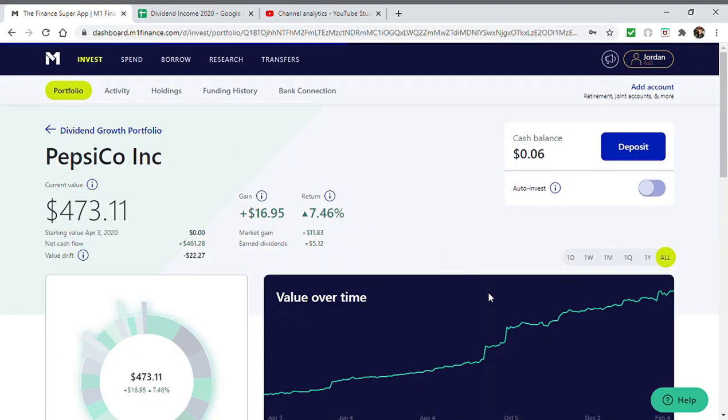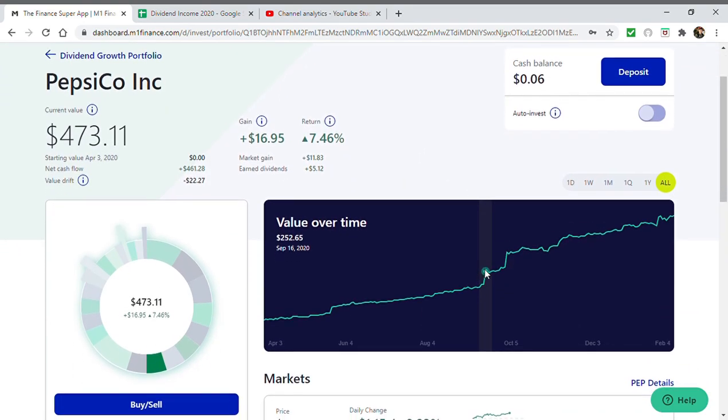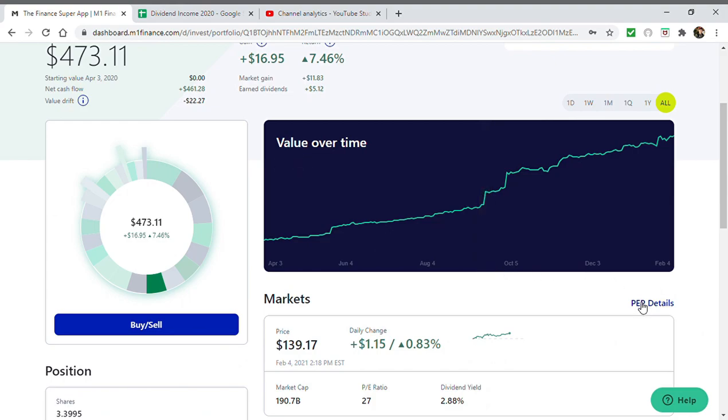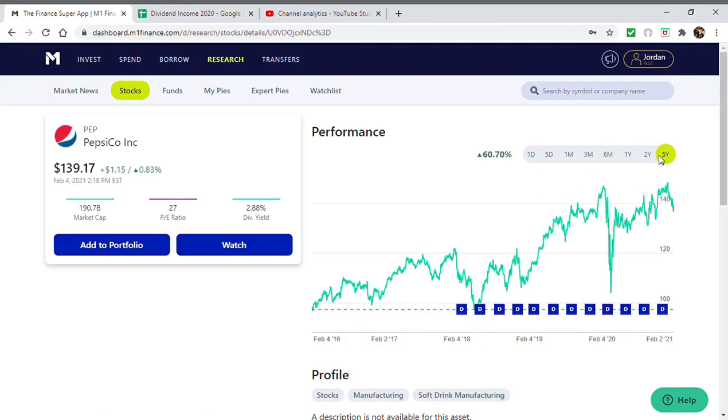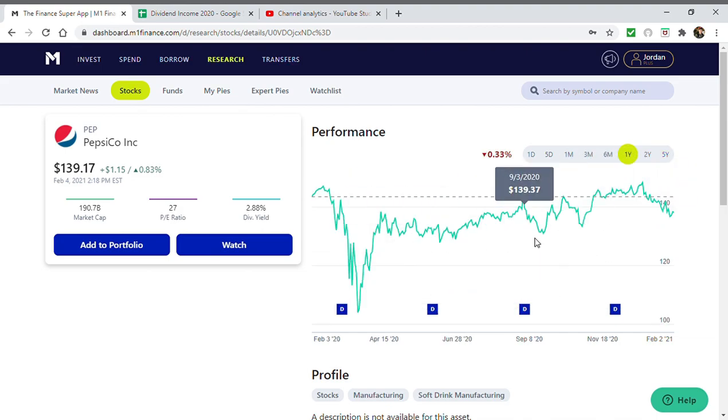Pepsi is a stock that I never intend to sell. I'm never selling Pepsi. I'm up 7% on it, about $17 worth of gains, and Pepsi, luckily for me, has stayed low. All these stocks have been flying high, hitting new valuations at rocket multiples. When we look at Pepsi, it's pretty much just stayed flat. When we look at the year chart, it's pretty much gone nowhere.